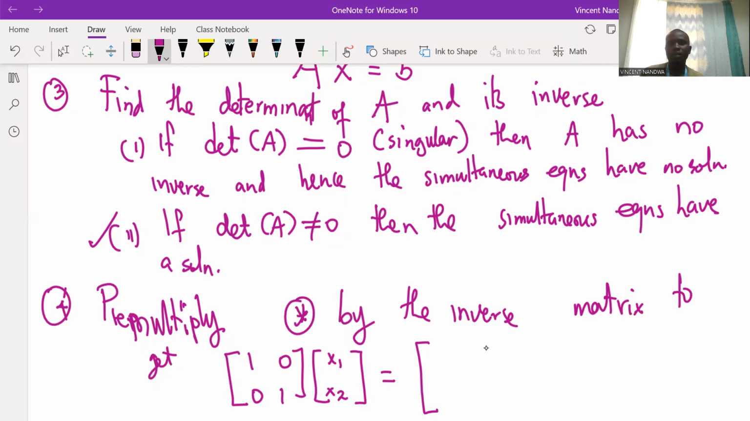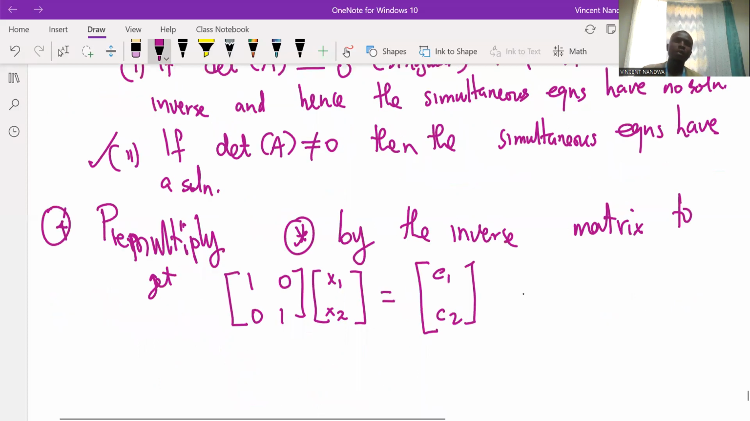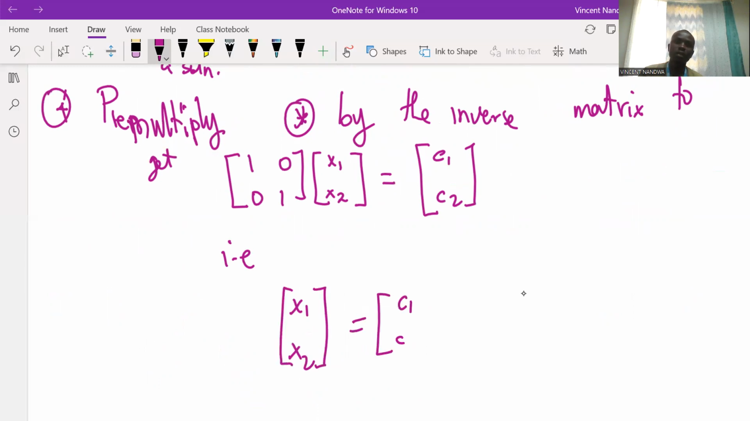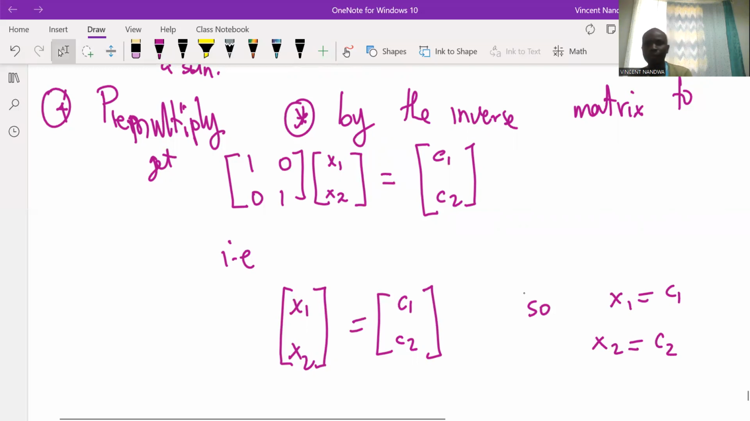Say C1, C2. Which on simplification will give you, after multiplying this matrix and this matrix, x1, x2 will be this C1, C2. So x1 will be C1 and x2 will be C2 as the solution. So let's demonstrate how this method works on specific examples.